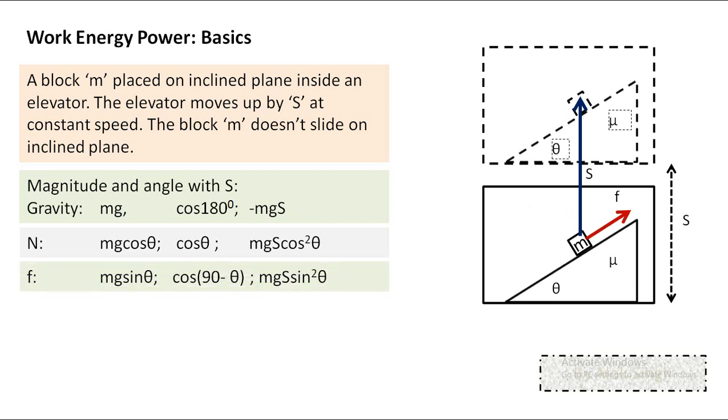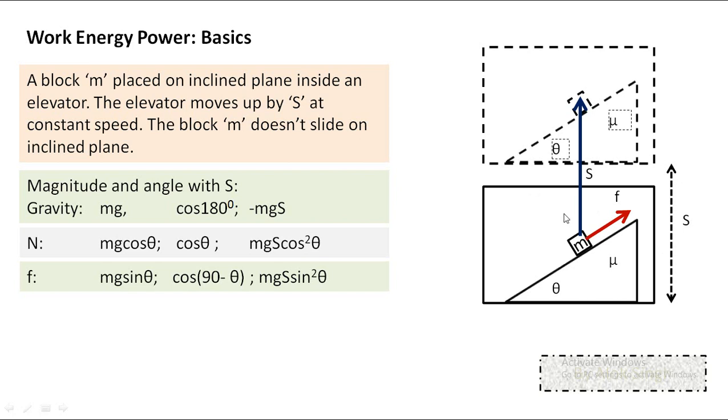Now we find work done by friction. First we mark the direction of friction force. Friction force will be equal and opposite to mg sin theta. It is the case of static friction because no slipping is taking place. So this is magnitude mg sin theta. This is the direction. And what will be the angle?